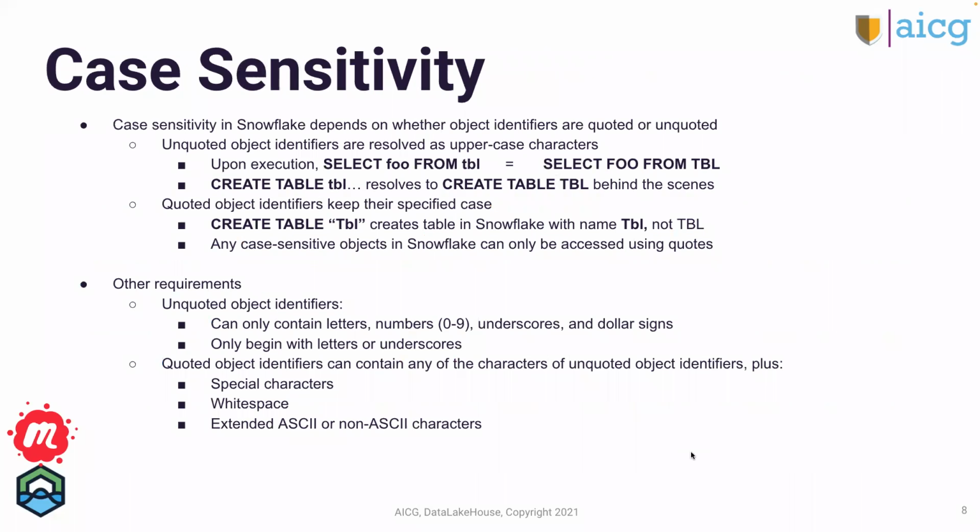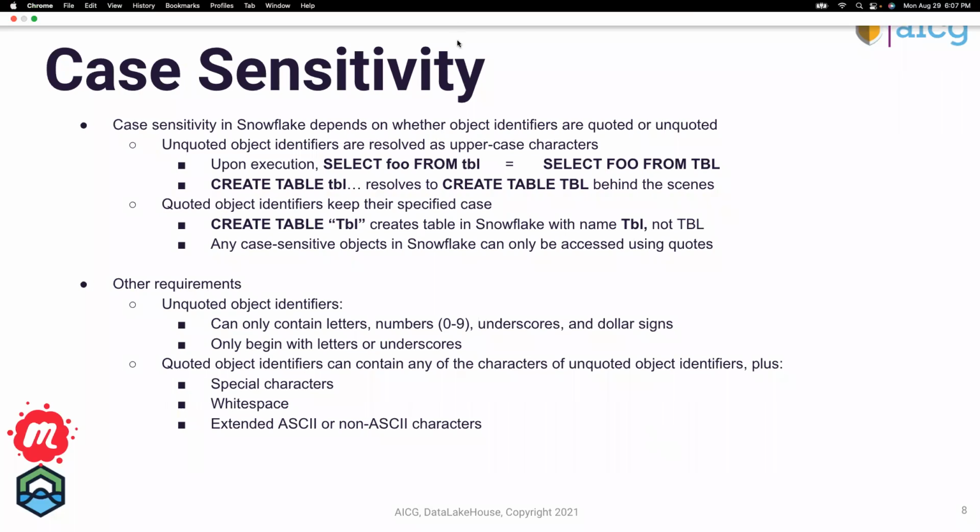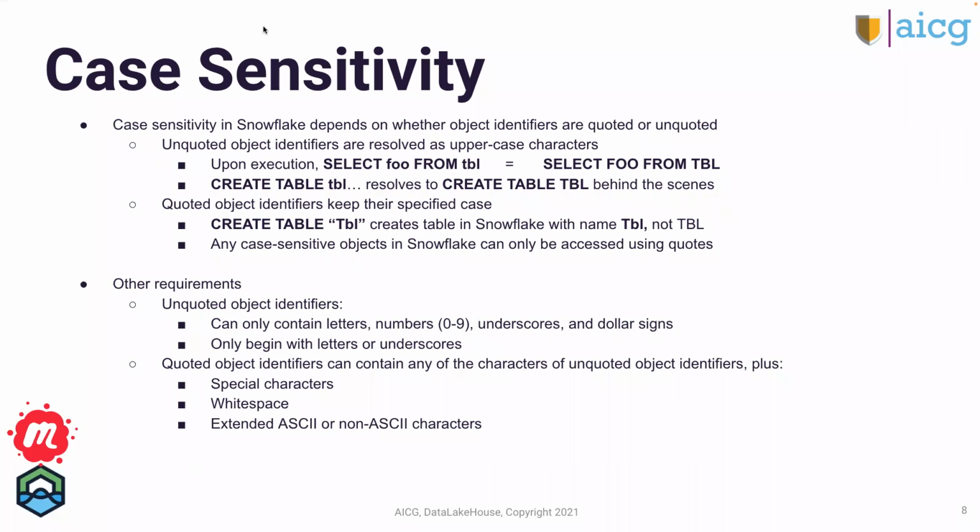Right. I think Drew's going to cover case sensitivity for us today. Yeah. Hey, everybody. So when it comes to case sensitivity in Snowflake, a lot is going to depend on whether your object identifiers are double quoted or unquoted. And when I talk about object identifiers, I'm referring to column names, schema names, table names, any sort of object within Snowflake. So in general, your unquoted object identifiers are going to be resolved as uppercase characters, no matter how you specify them in your queries.